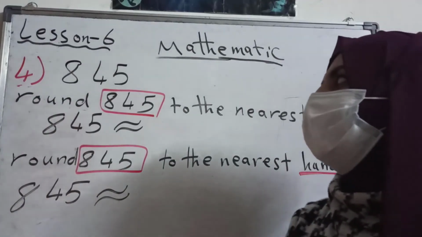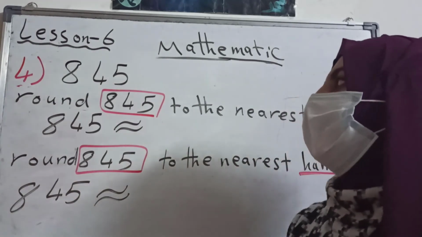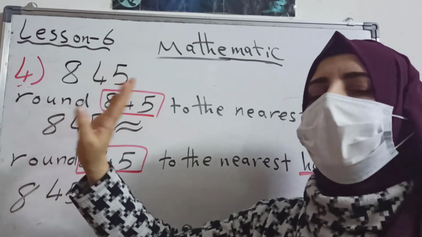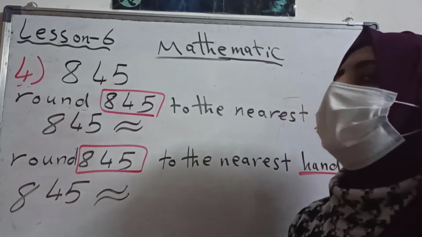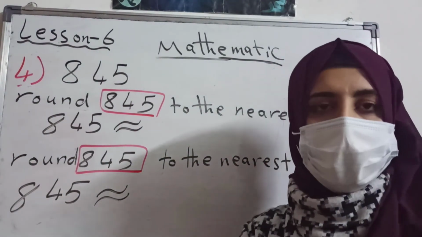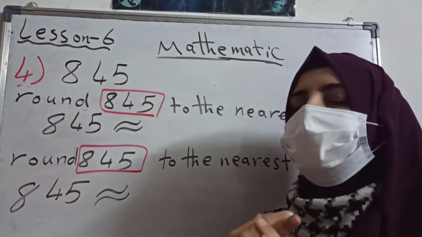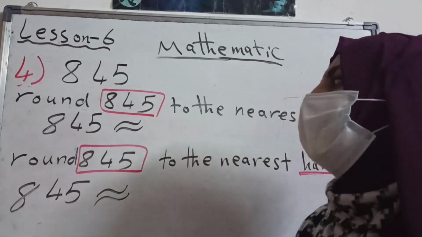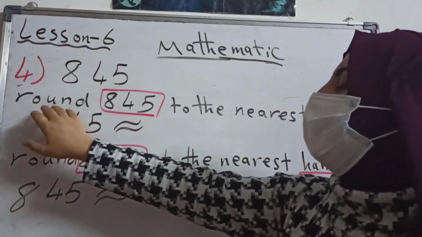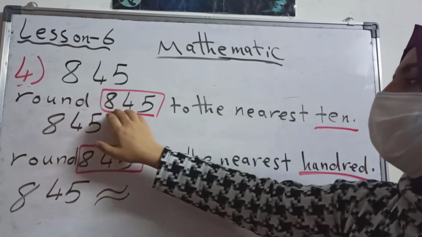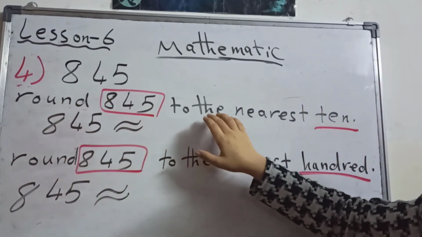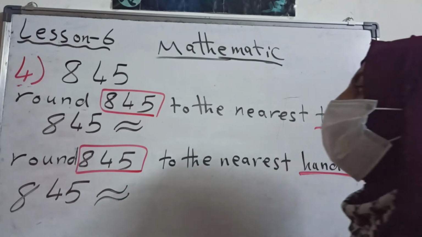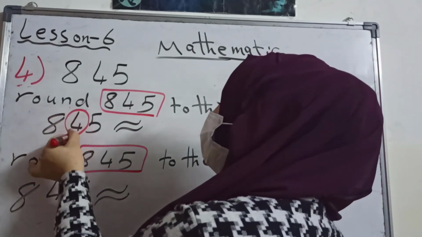Okay students, now we get to solve equation 4. In equation 4, we have 845. It's solved like equation 3, students. First time we round the number to the nearest 10, and the second time we round the same number to the nearest 100. Okay, let's go solve it. We write round 845 to the nearest 10. Which one is 10? This 4 is in tens.